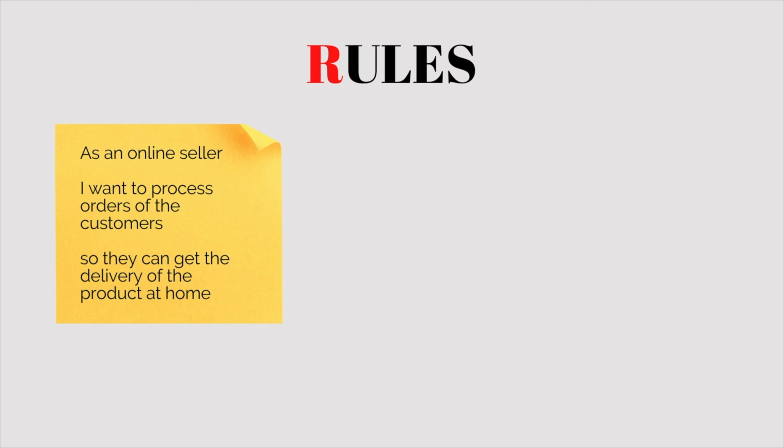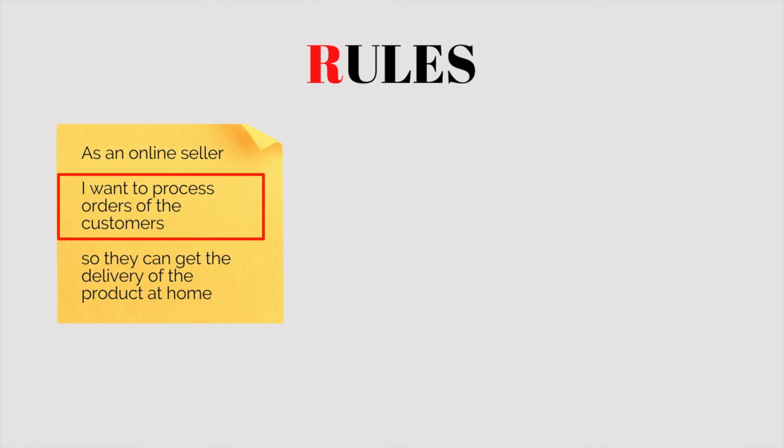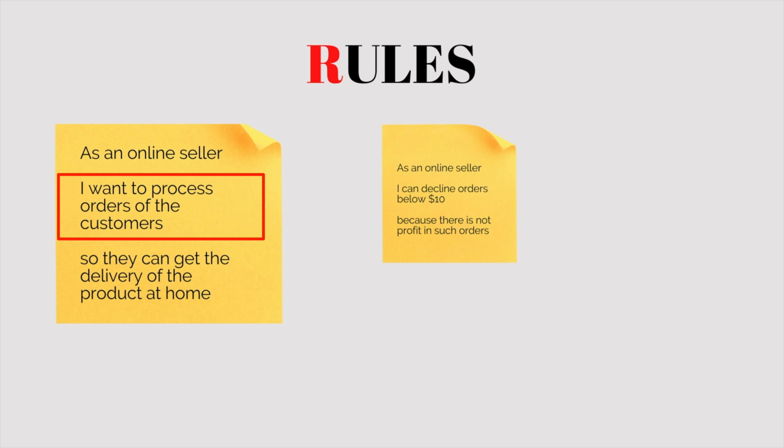product at home. Again, if we carefully look at the middle section or the what part of the story through the lens of the rules pattern, we can think of various business rules that we want to apply. Each of these rules will create a separate user story. Like, as an online seller, I can decline orders below $10 because there is no profit in such orders. As an online seller, I can decline orders from outside my city because the shipping expenses make these orders unprofitable.